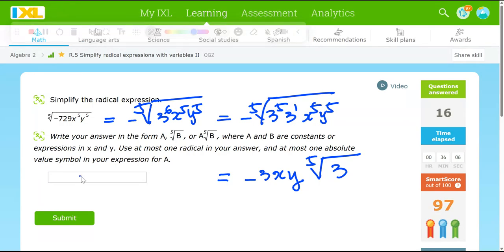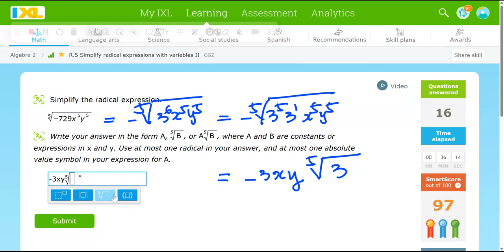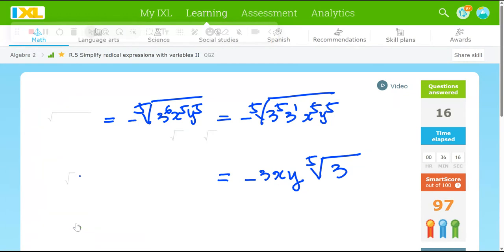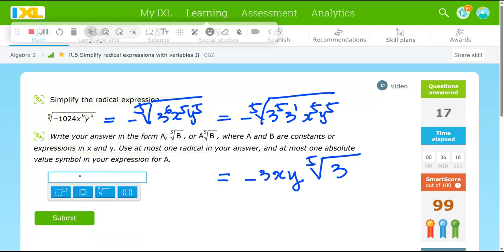Okay, the answer is, put it here, negative 3xy, 5th root of 3. Voila. Thank you so much, you guys.